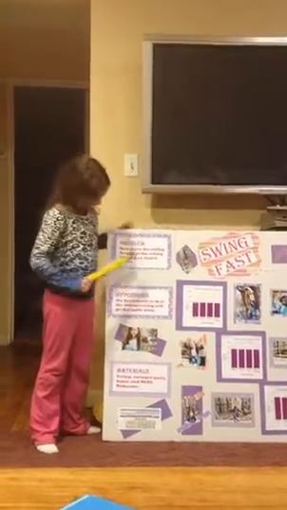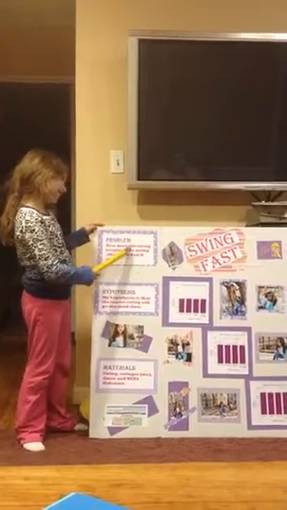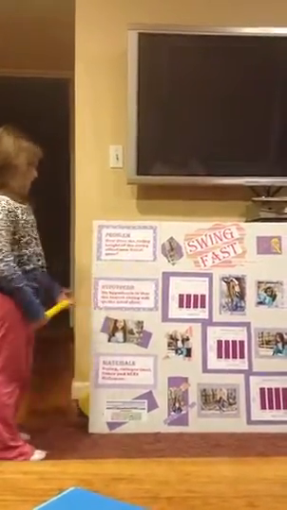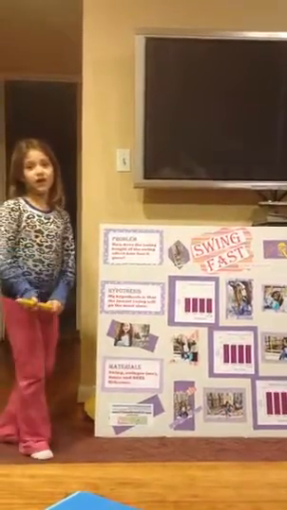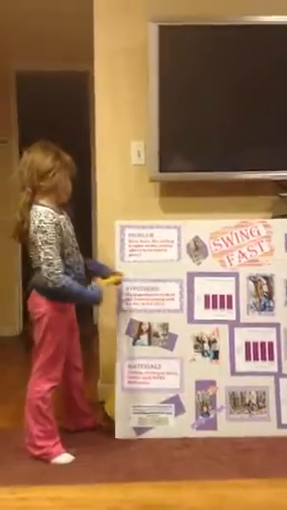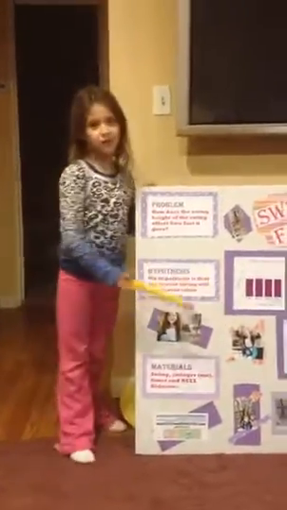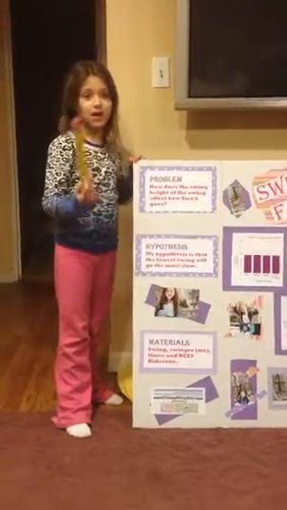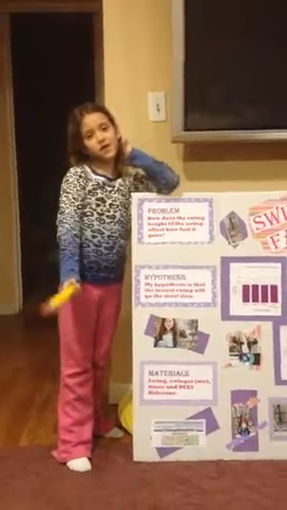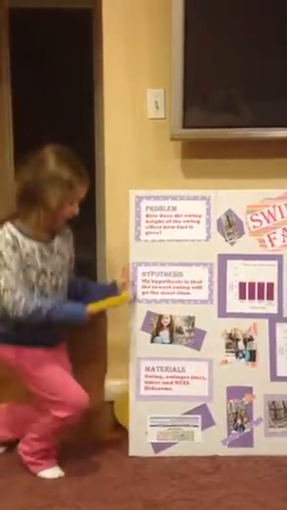My problem was, how does the height of the swing affect how fast it goes? And my guess, which is called the hypothesis, is that the lowest swing will go the most slow, then the medium will go a little faster, then the highest will go the most fast. So that was my guess.